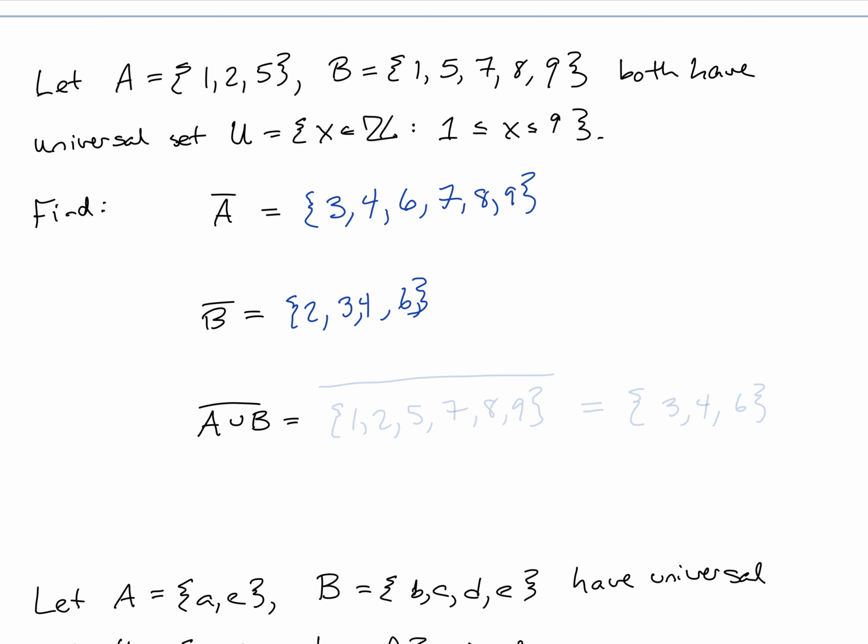And A union B complement. One way we could do that is to first find A union B. A union B is 1, 2, 5, 7, 8, and 9, and then complement that set. So all elements that are in the universal set but not in A union B: let's see, 3, 4, and 6 are the only elements that are not in A or B.